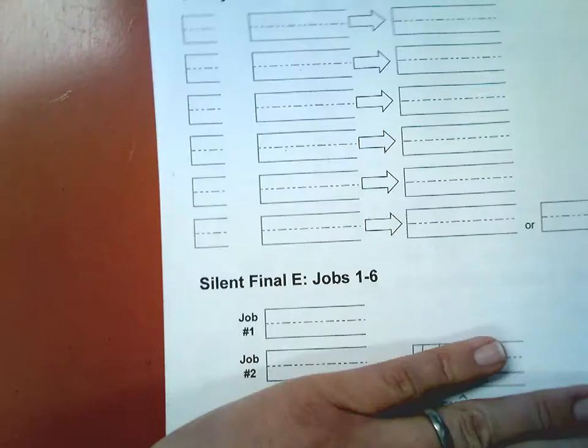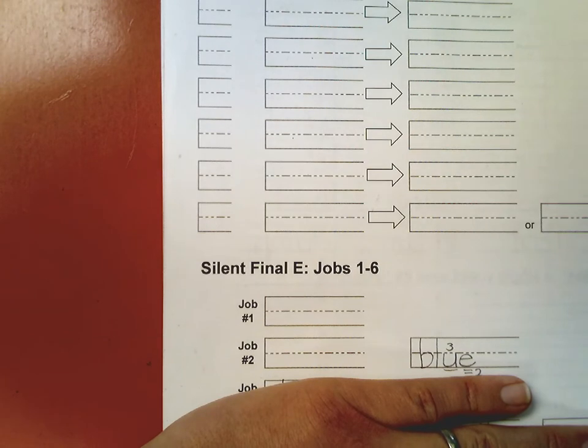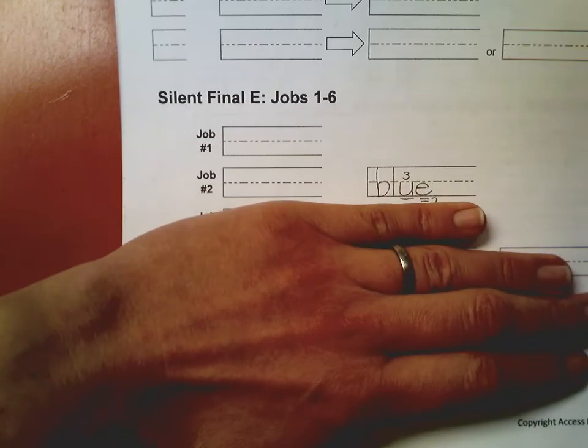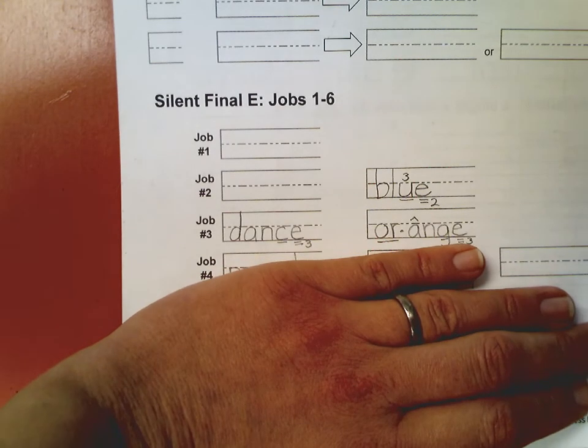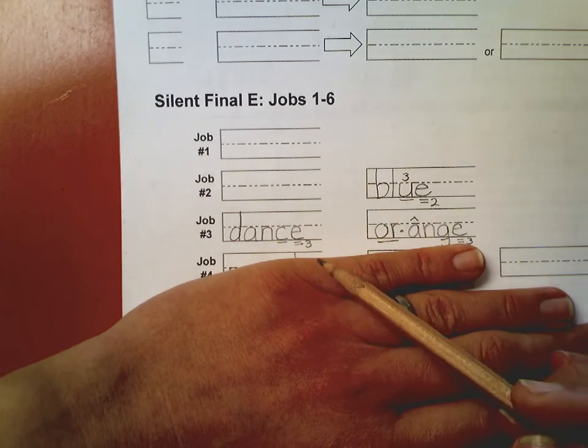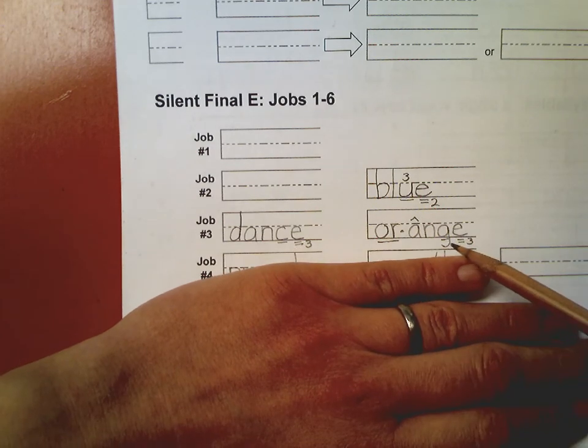What is job 1? Good, that is the silent final E makes the vowel say its name. What's job 2? All right, that one is V or U. Think job 2. English words do not end with V or U, so we add silent final E, job 2. All right, what's job 3? C or G, think job 3. So that one is the silent final E makes the C say S and the G say J.